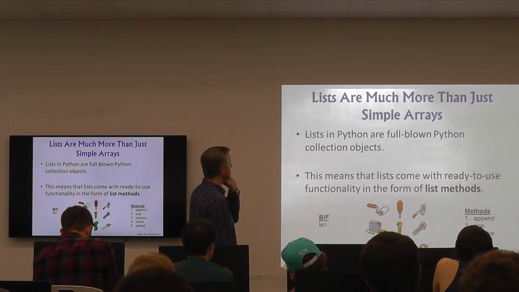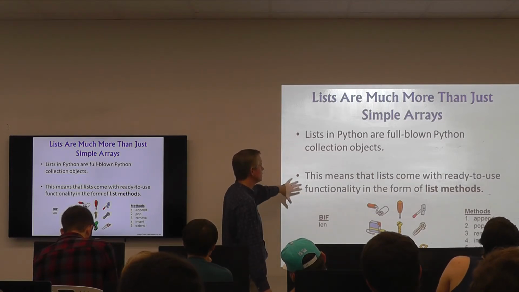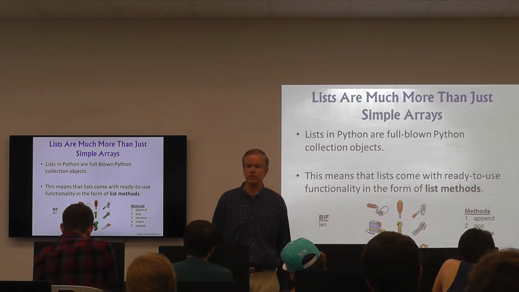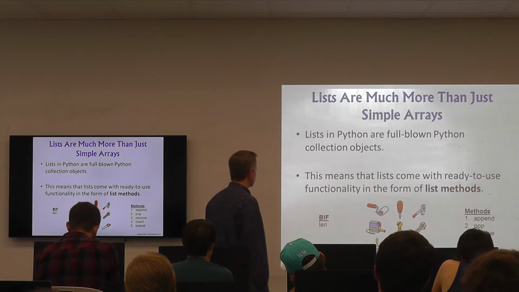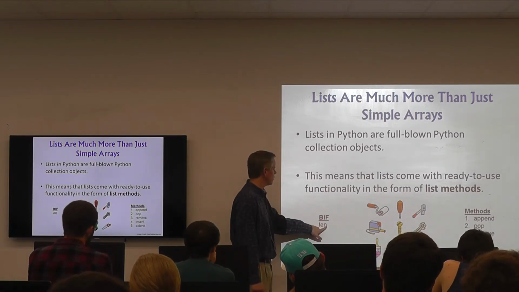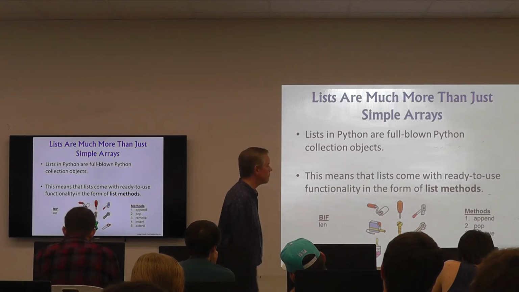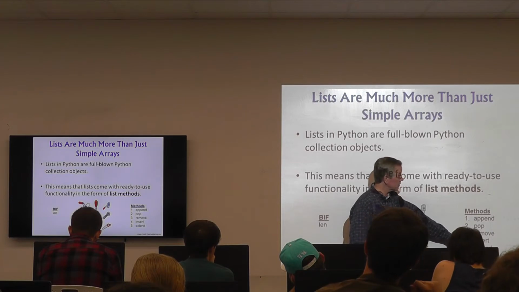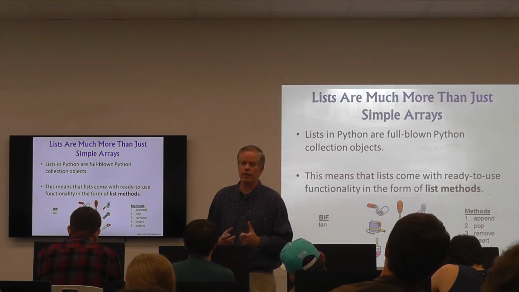Lists are much more than just simple arrays. Lists in Python are full-blown Python collection objects. This means that lists come with a bunch of ready-to-use functionality in the form of list methods, which a bunch of you use, and we'll talk about that later. Okay. Your built-in function, which you already know about, is length. We've seen that used. But it turns out that we've got 5 other ones. Append, pop, remove, insert, and extend. So you can really manipulate lists.